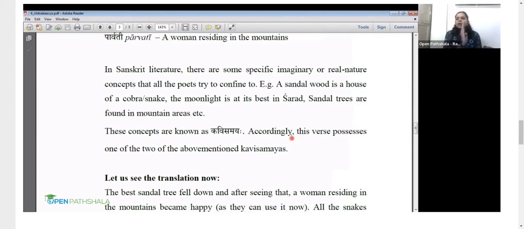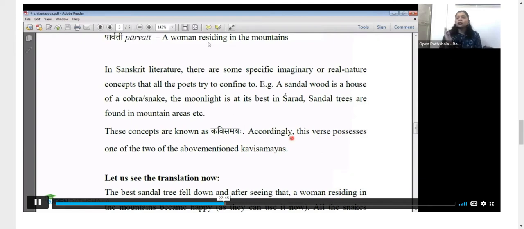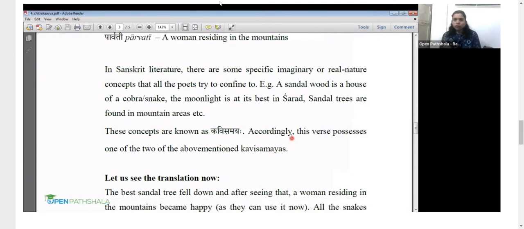So there are some beliefs that are constant in Sanskrit literature. Like this, a cobra or a snake resides on a chandana taru, a sandalwood, or the moonlight is at its best in the sharad ritu. This is yet another kavi samaya. Or in the rainy season, all the lotuses become sad because the lotus does not show its full glory in the rainy season. This is another kavi samaya. Then sandal trees are found in mountains only. This is another kavi samaya.